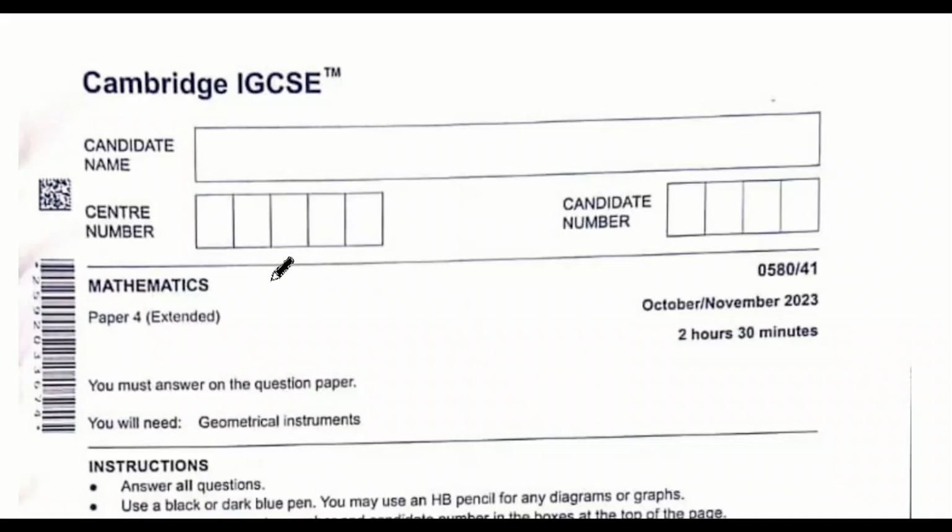This is IGCSE Mathematics Paper 4, Component 4.1, written in November 2023.